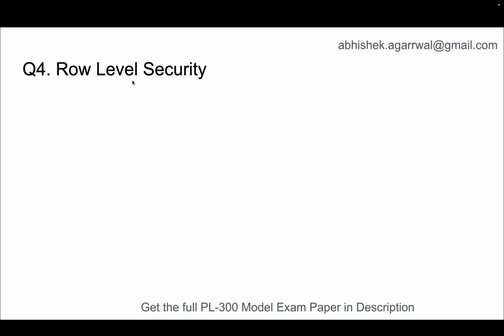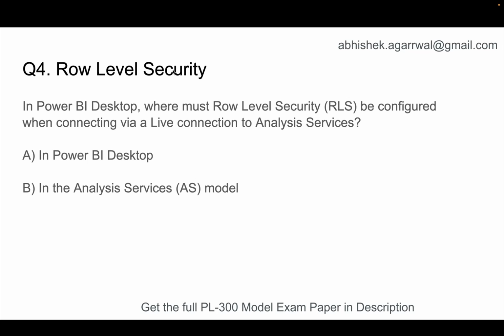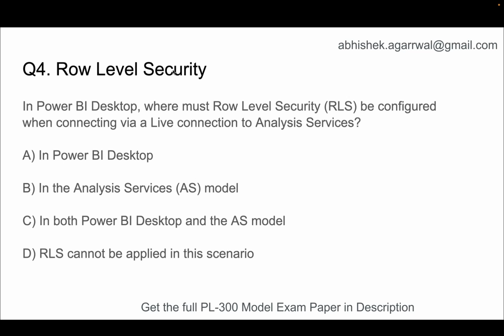So this is the row level security question, and the question is: in Power BI Desktop, where must row level security be configured when connecting via a live connection to Analysis Services? Option A is in Power BI Desktop. Option B is in the Analysis Services model. Option C is in the Power BI Desktop and Analysis Services model. And finally, the fourth option is RLS cannot be applied in this scenario.